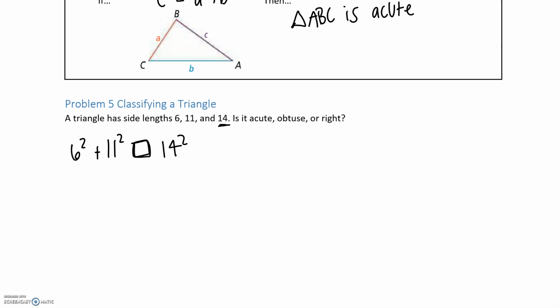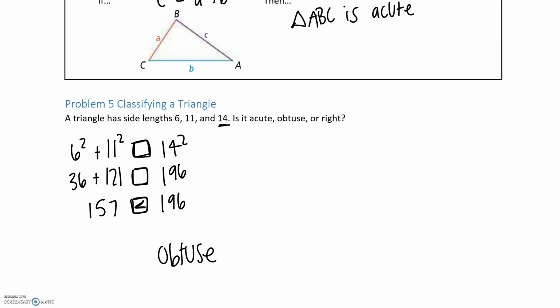Okay, so when we do 6 squared, that gives us 36, plus 11 squared, which is 121. We're still going to have our box there. Okay, and then we're going to have our 14 squared, which is 196. So when we add our 36 and 121 together, that's going to give us 157. We've got our box and we have 196. So we're looking at whether it's greater than or less than. So 157 is actually less than 196. Since our c is bigger, that means that our triangle is going to be obtuse. Okay.